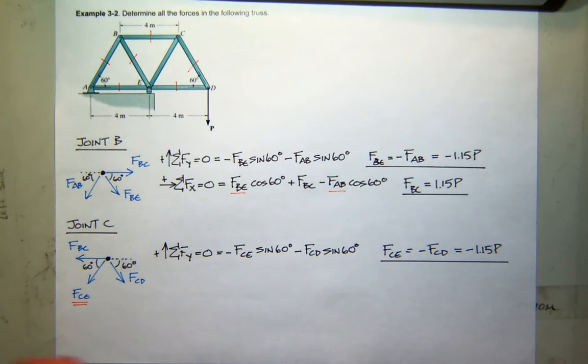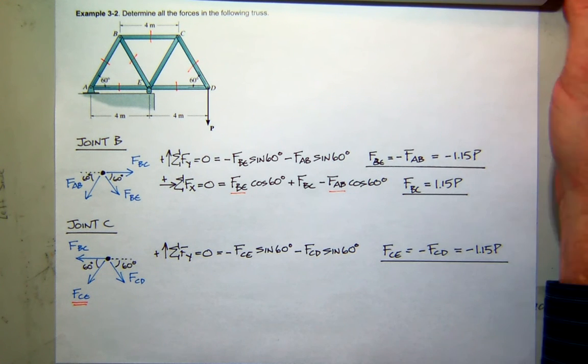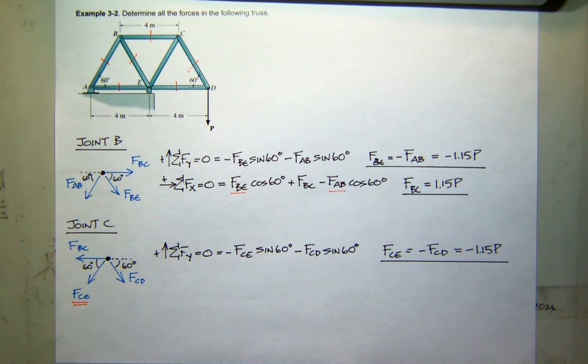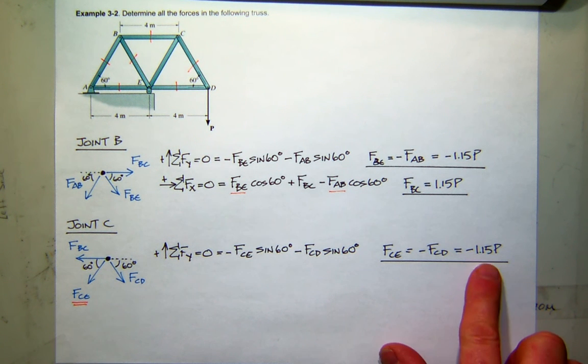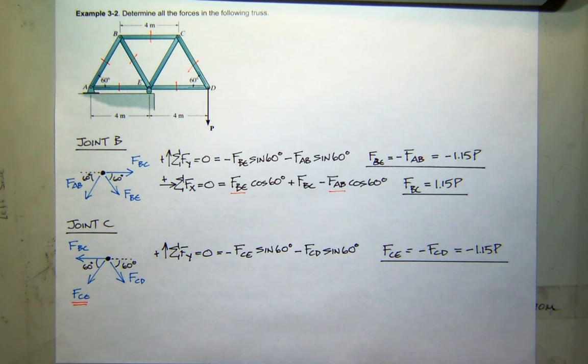And thank goodness we're done after almost 30 minutes of work. Whew. That's a pain, huh? So now if you gave us P, we could just go back and multiply. Plug in P. P is now 1 trillion pounds. What's the force in CD? 1.15 trillion pounds. And what is it? Is it in compression or tension? Compression.